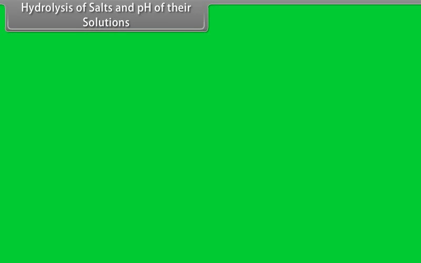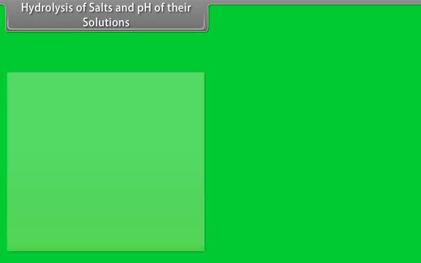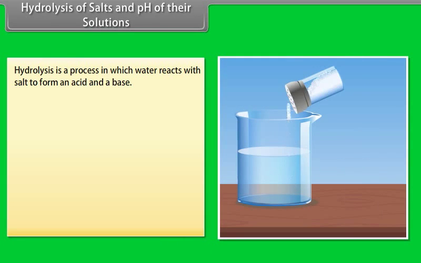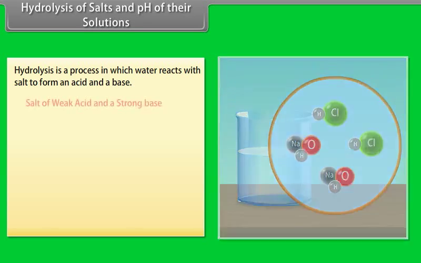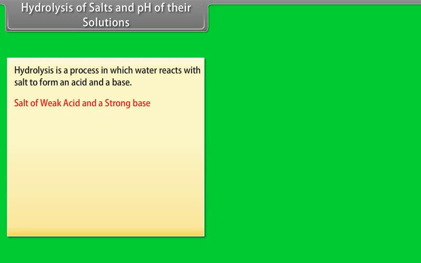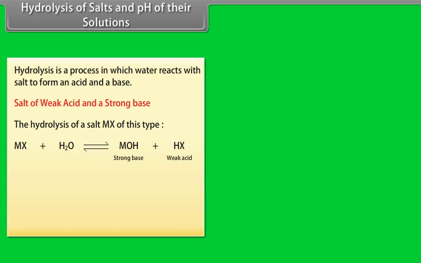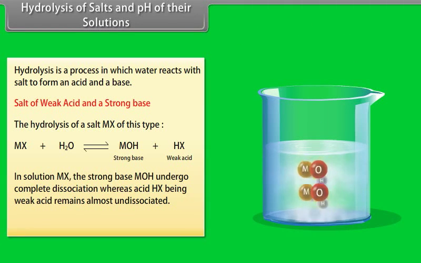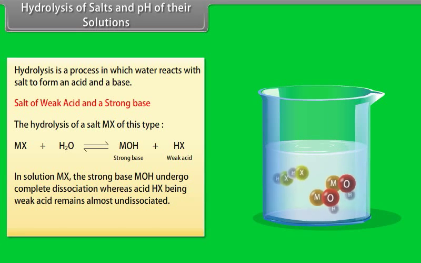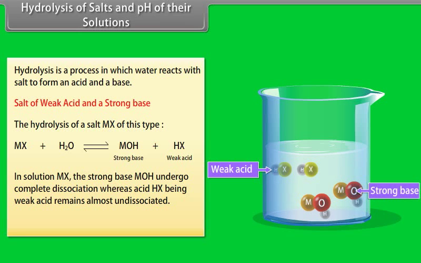Hydrolysis of salts and pH of their solutions. Hydrolysis is a process in which water reacts with a salt to form an acid and a base. Salt of a weak acid and a strong base. The hydrolysis of a salt MX of this type. In solution, the strong base MOH undergoes complete dissociation, whereas the acid HX, being a weak acid, remains almost undissociated. The pH of a solution of this type is more than 7.